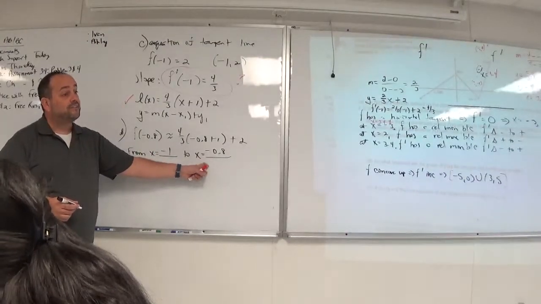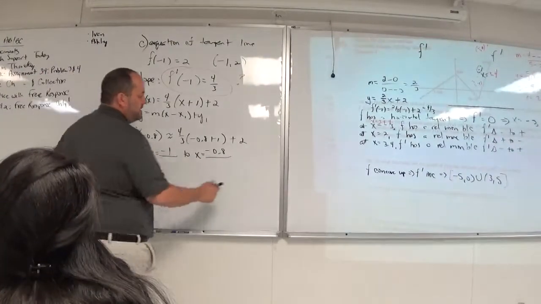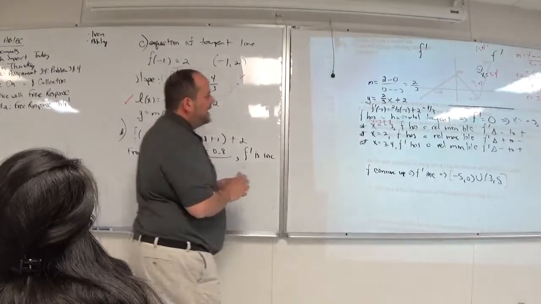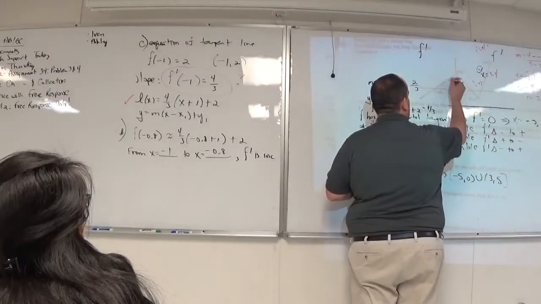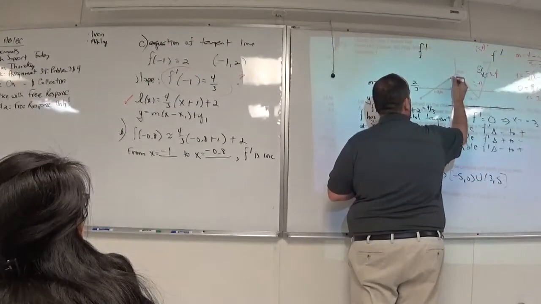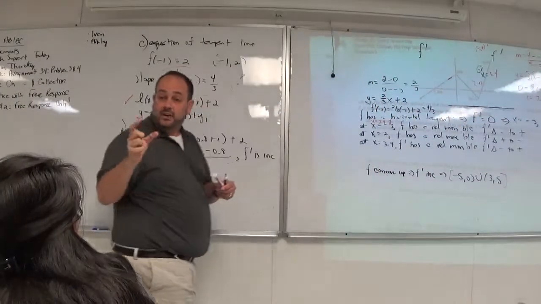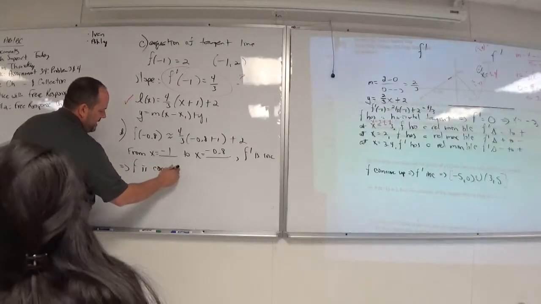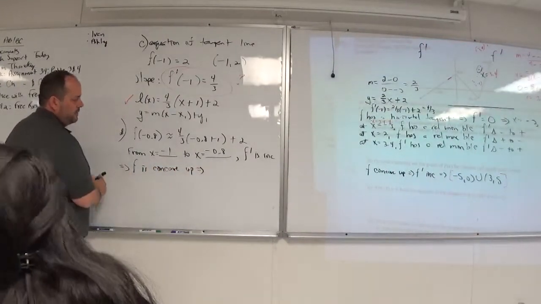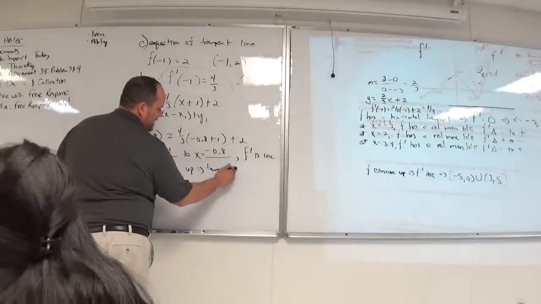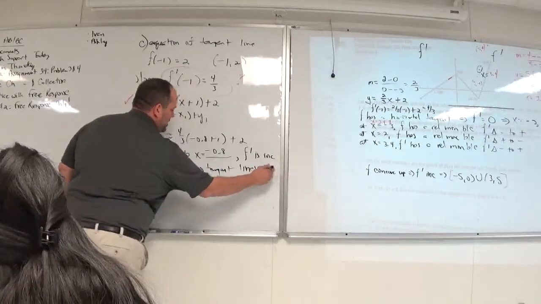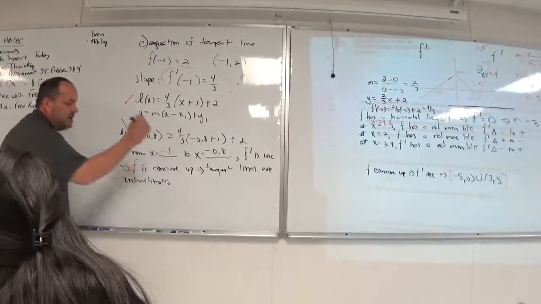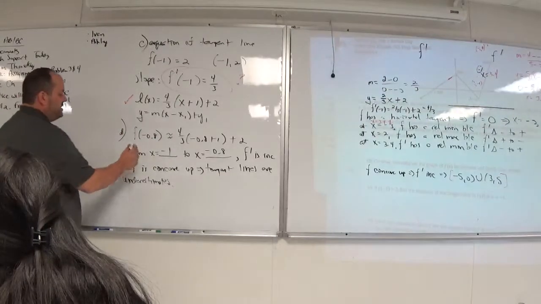What do we know about the graph of f? It's concave up. F is concave up. Why? Because f prime is increasing. If you're not sure where I'm looking, from right here to somewhere over here, on that little interval, f prime is increasing, which means f is concave up. So those tangent lines, what do we know? Tangent lines are underestimates. Okay. Nice.